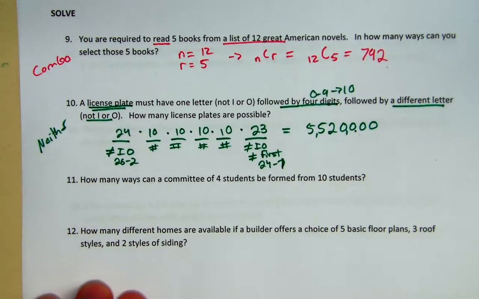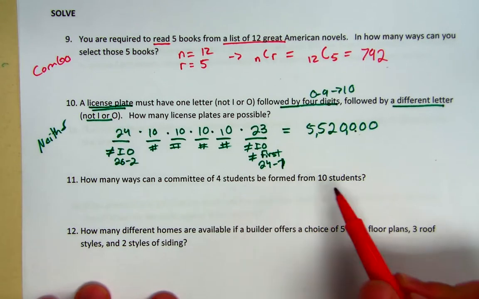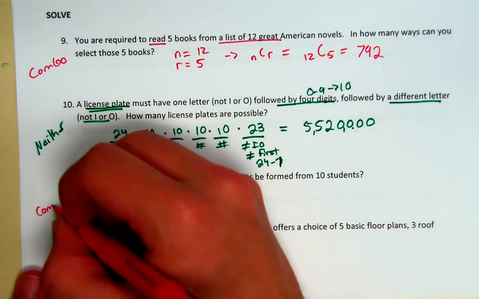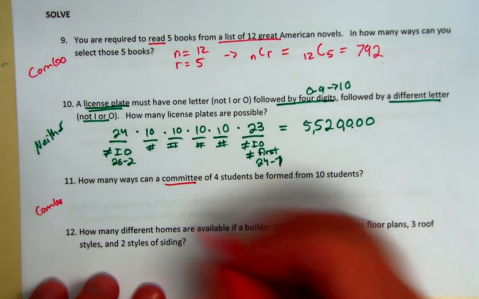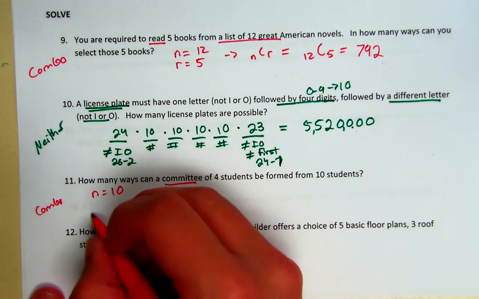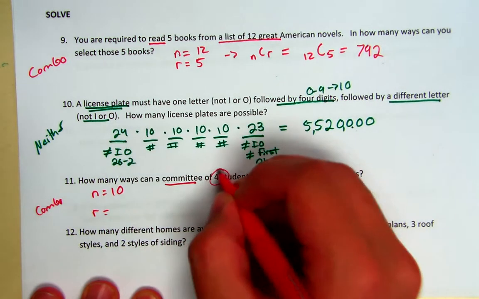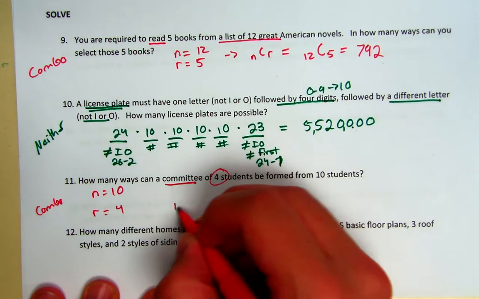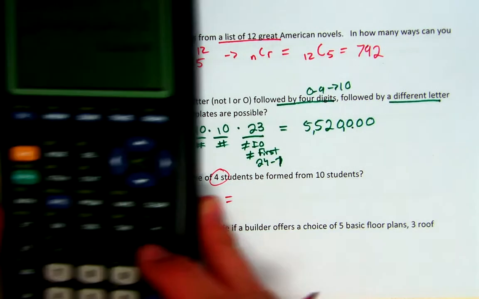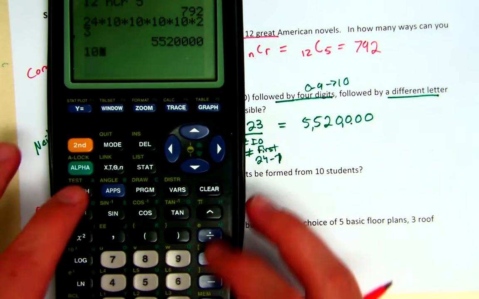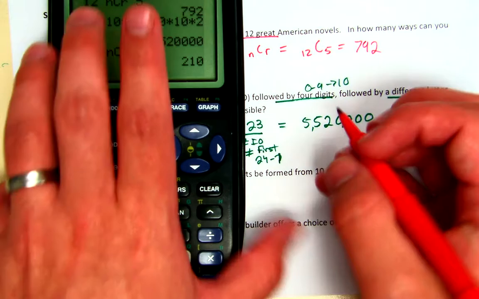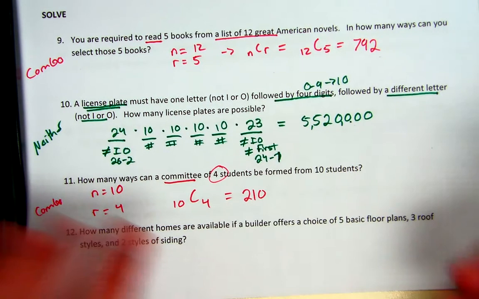How many different ways can a committee of 4 students be formed from 10? Committee being your key here, that's a combo. We don't care who's on the committee. Well, n, that's total, 10 students. r, how many do you want? You want 4. So 10 choose 4. So again, popping it in your calculator, we want 10, math, probability, choosing 4. So 210 different committees.